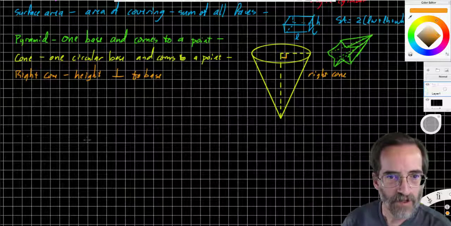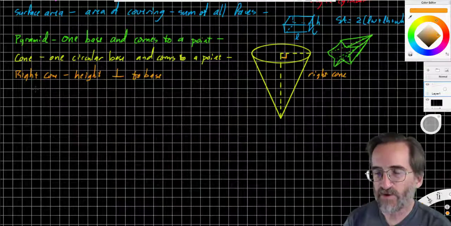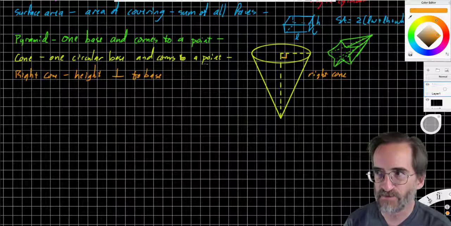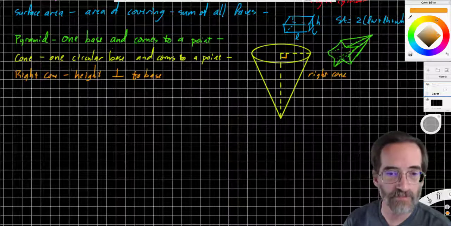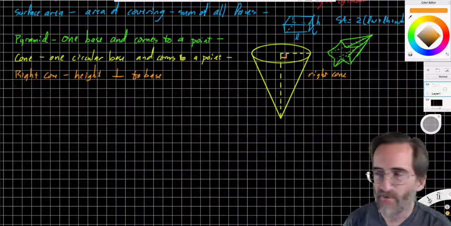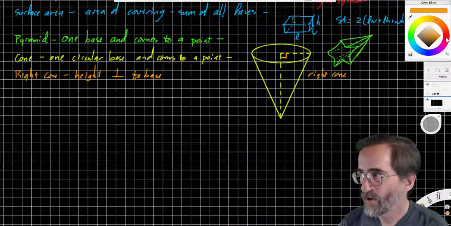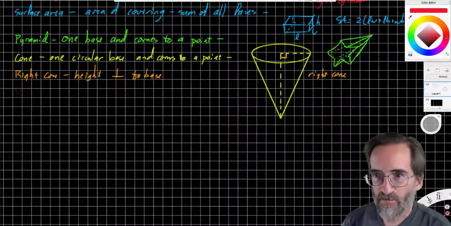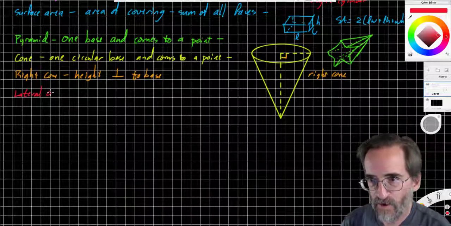Okay. All right, so base we've already defined. The word base is the shape pulled through space in a pyramid or in a cylinder and a prism. It's the same here. It's just that there's one base. Okay. Let's see, lateral area. We have lateral area of a cylinder and a prism, but we have lateral area here too. It's the side area.